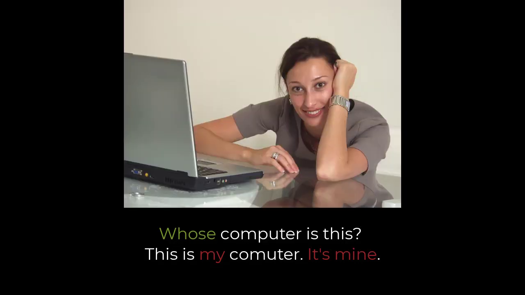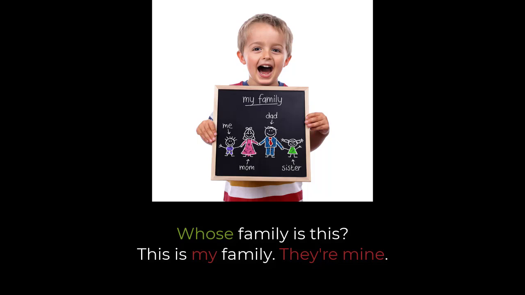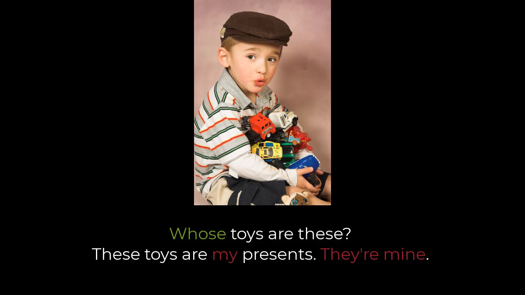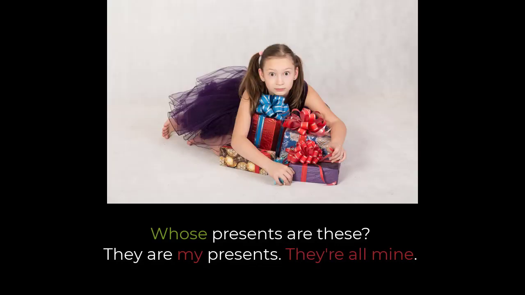Whose computer is this? This is my computer. It's mine. Whose family is this? This is my family. They're mine. Whose shoes are these? These are my shoes. They're mine. Whose toys are these? These toys are my presents. They're mine. Whose presents are these? They are my presents. They're all mine.